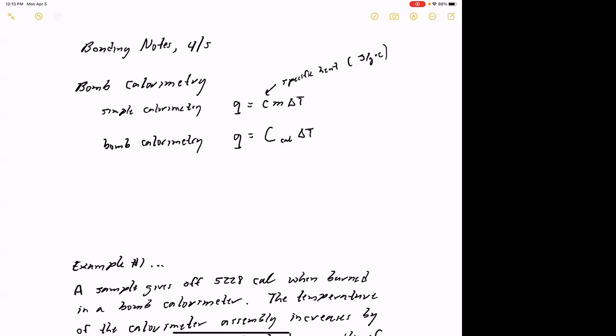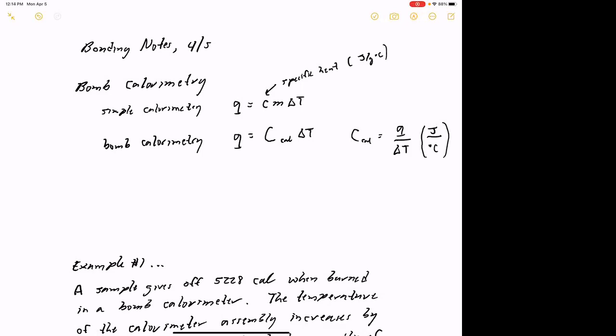So C now contains that mass component. And when we get right down to it, if I solve for it, let's just go ahead and do that. C cal is going to equal Q divided by delta T. So what should the units on C cal be? Well, it's either going to be joules or kilojoules per degree Celsius. So your units are going to be some sort of heat unit per degree C. All right, so that's what we've got.